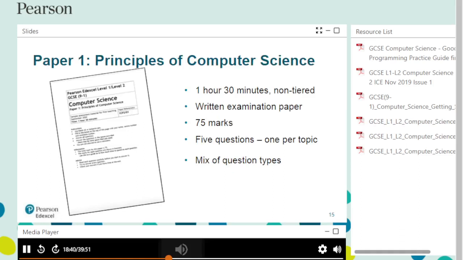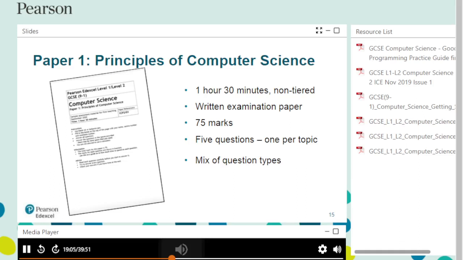Topics 1 to 5 are assessed in paper 1. So before looking at topic 6, we'll take a brief look at paper 1. Paper 1 is a conventional written exam paper. It's set and marked by Pearson, marked out of 75, and contributes 50% to a student's final grade. Questions are presented in an answer booklet with spaces for students to write their answers using a black pen.